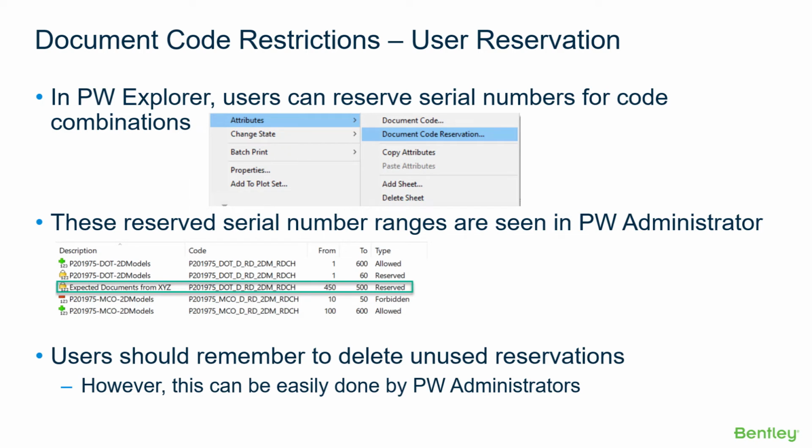In the example, the user reserved 50 documents. If they received only 40, they should remember to remove the reservation so other users could use the remaining serial numbers. However, this often doesn't happen, but the ProjectWise Administrator can go in and remove those reservations.